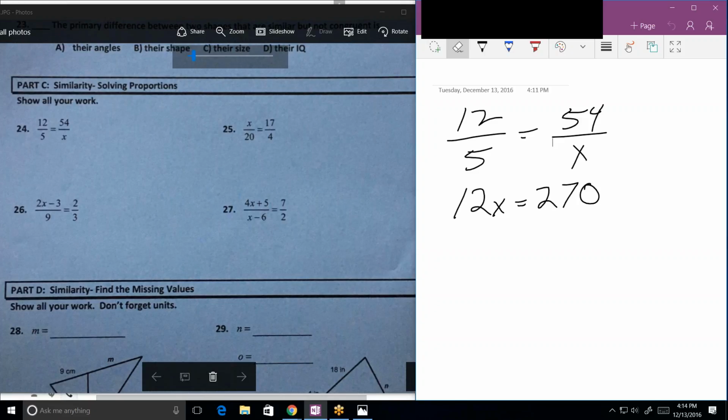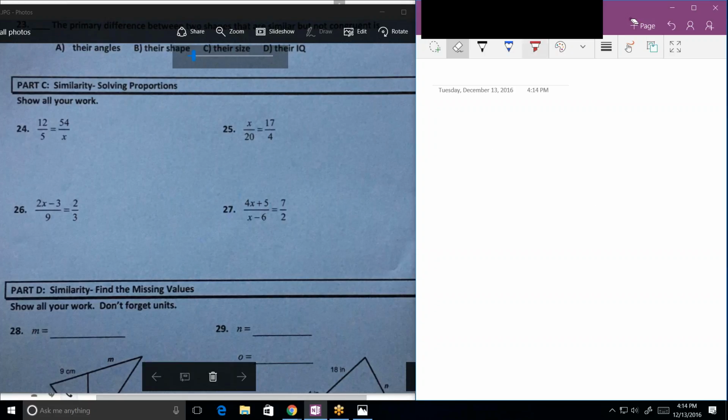And it's a subtle point. But anyway, then you divide both sides by 12 and you have your answer. Now, the next one's slightly different. Yeah, I know that 20 times x equals 4, 4x equals 340.